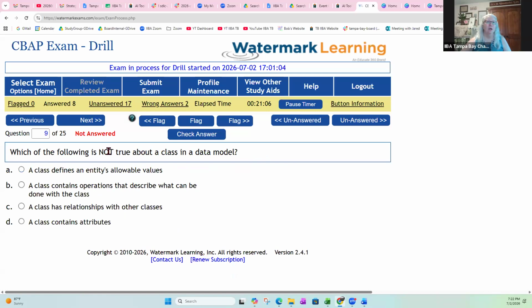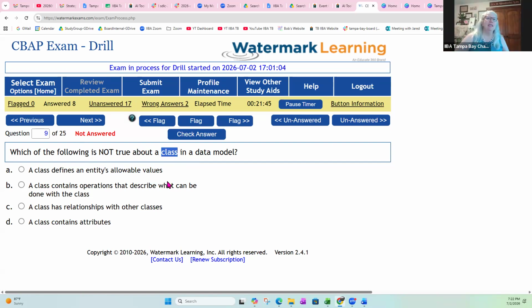Okay, 3 of these are true. 1 is not true about a class in a data model. If it's a class in a data model, what's the model name going to be called? What kind of model is it? If you got classes in a data model, there's only one data model that has classes. What kind of data model is that? ERD, is it? Is it a class diagram? Okay, let's go for that one.